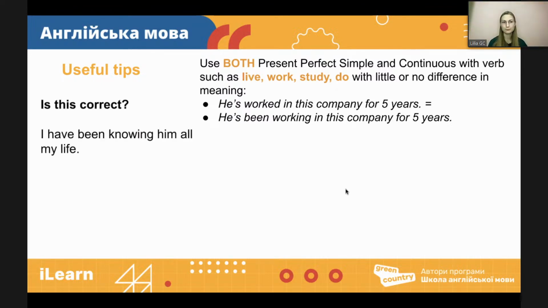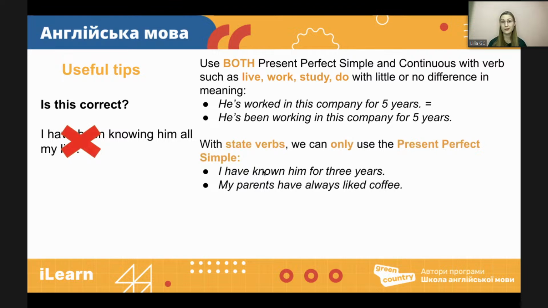It's all the same. Now tell me please, is it correct to say I've been knowing him for all my life? No, we cannot. It's incorrect. Because it's a state verb, so we should say I've known him.